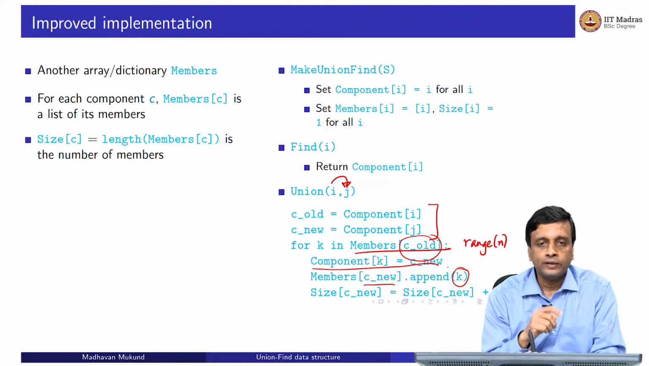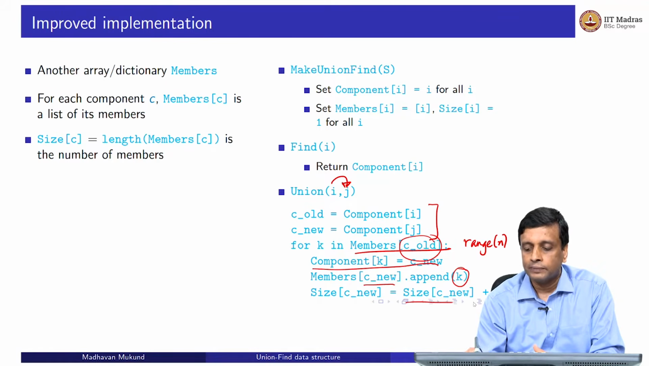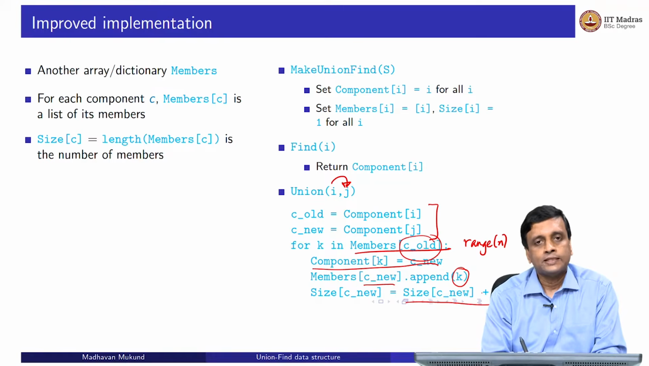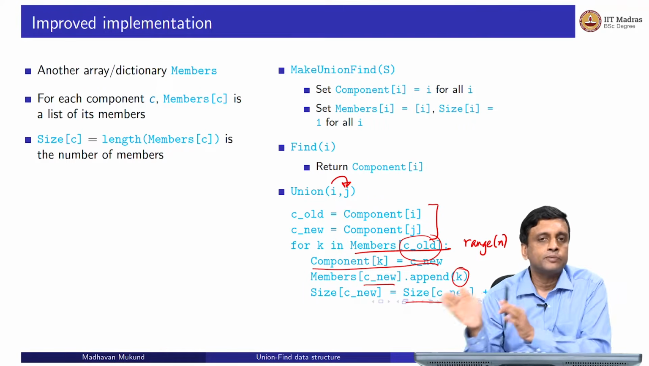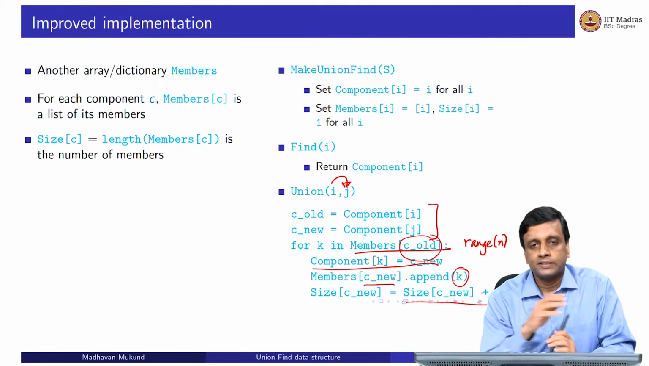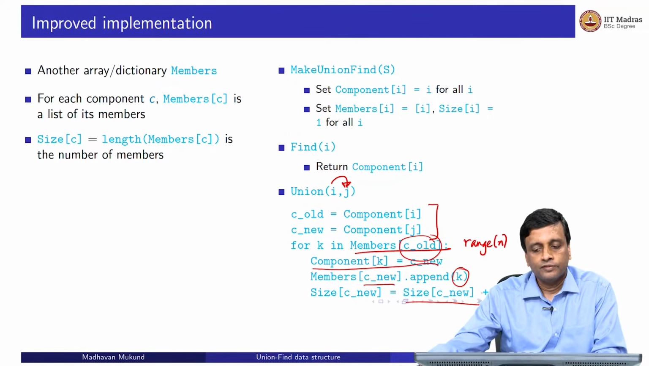And when I add k to it, its size also changes. So I also increment the size of C new by 1, right? So these are two extra steps which happen when I relabel, when I move a vertex from this component to that component: I must add it to its list of members and I must update the size by 1. So this is simple enough.